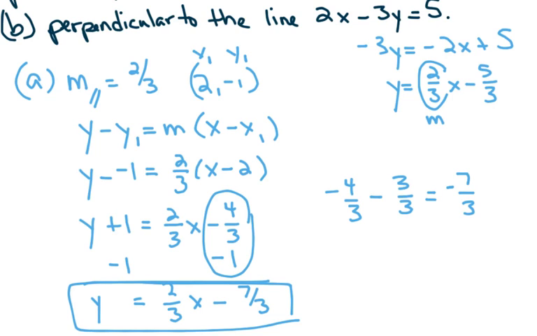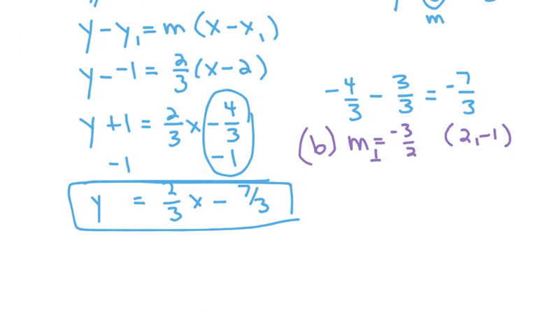What if I want to go back now and do the equation of a line that's perpendicular? Well, the slope this time is going to be the opposite reciprocal. So it's going to be negative 3/2. And it's still going to pass through 2, negative 1. I'm still going to use point-slope form.